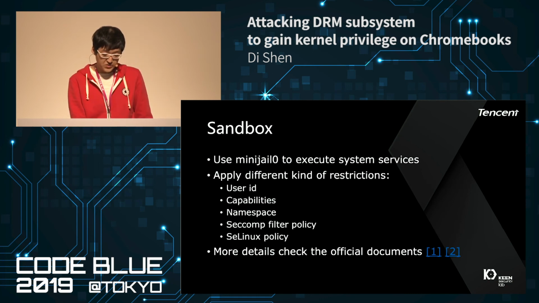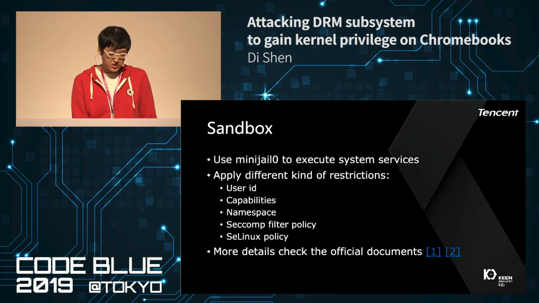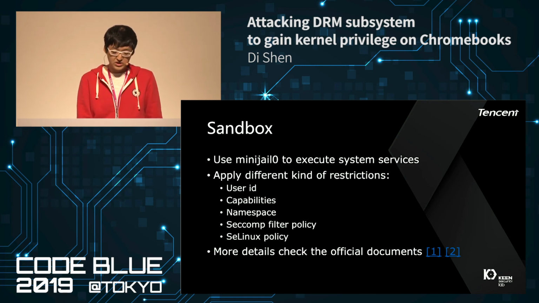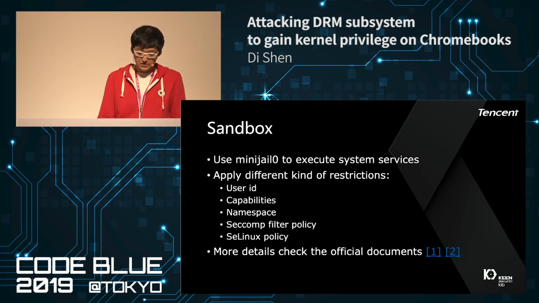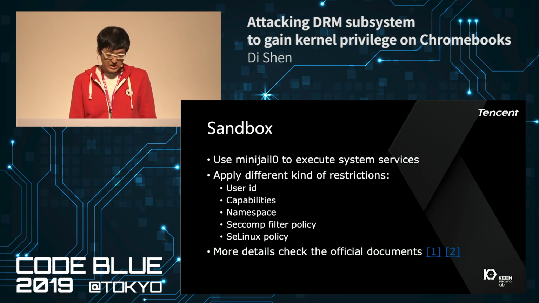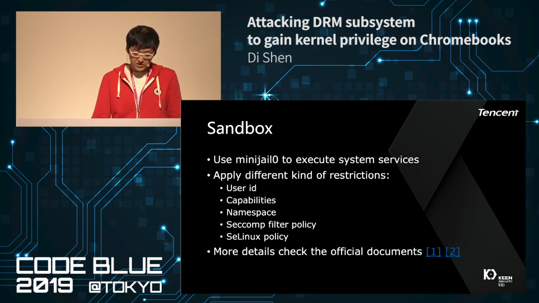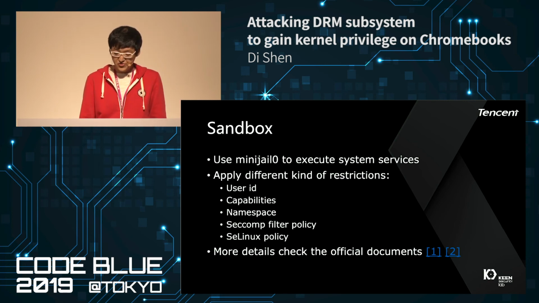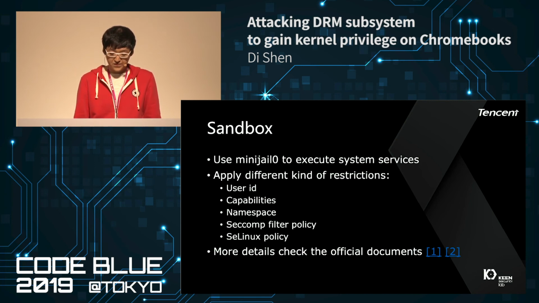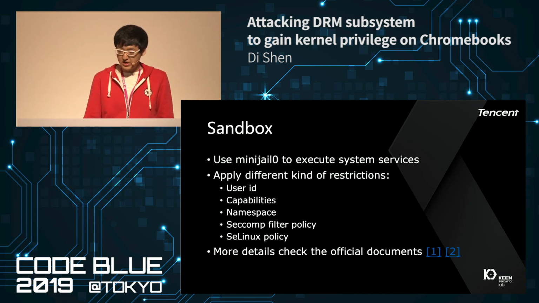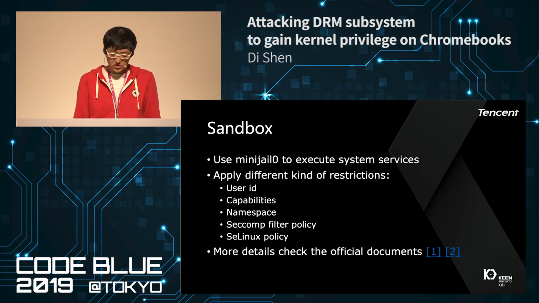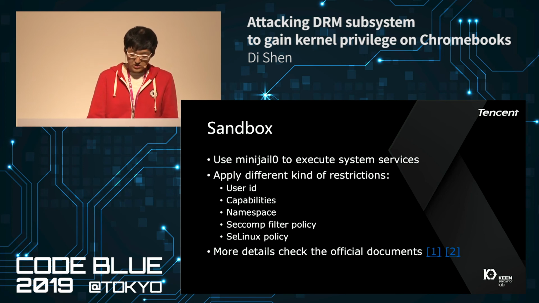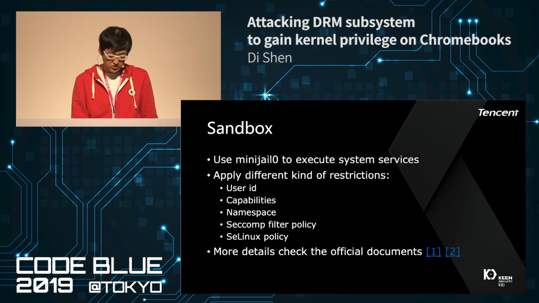So let's take a look at the sandbox. Chrome OS is using minijail to execute system services. Minijail applies different kinds of restrictions, for example the user ID, capabilities, namespaces, a seccomp filter policy, and an SELinux policy. All these restrictions are based on Linux security features, but nothing is special. But it's very efficient. To bypass the sandbox, it requires an additional vulnerability. For more details about the sandbox, you can check the official documents of Google Chrome.